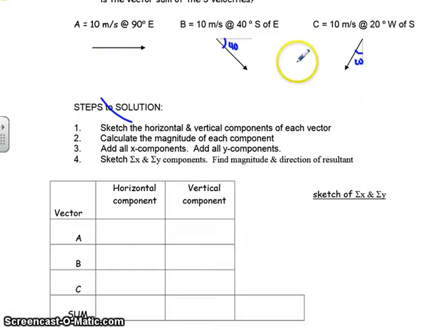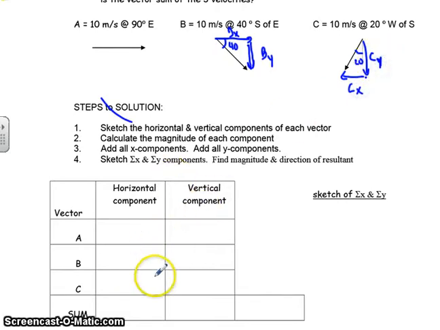In vector B, we can see that it's down and to the right. So what I would basically do is draw a rightward component, and a downward component. And I'm going to call this BX, and this is BY. Alright, X and Y components. And then for this one, I would go down, and I put an arrow, and I go to the left. And so this is CY, and that's CX. Okay, Y for vertical, X for horizontal.